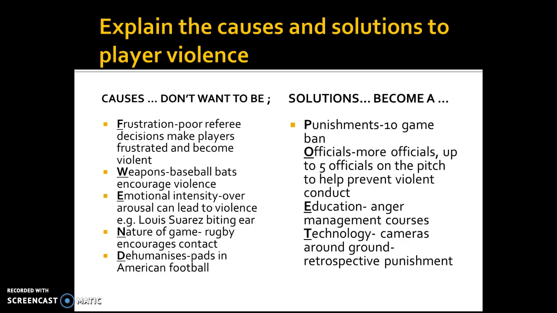Answers to this then are as follows. You've got your key bits there. So frustration, weapons, emotional intensity, nature of the game, dehumanised protective equipment, or pads in American football. Solutions: become a poet. Punishments: a 10-match ban for Luis Suarez for biting someone. Officials: 5 officials in football. Education: anger management courses. And then technology: multiple cameras around the ground, which can lead to retrospective punishment.